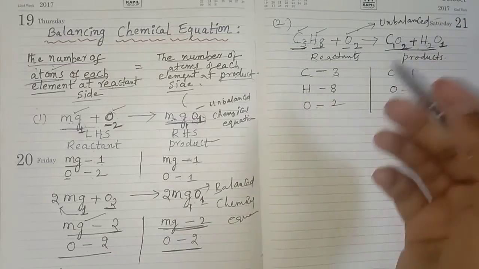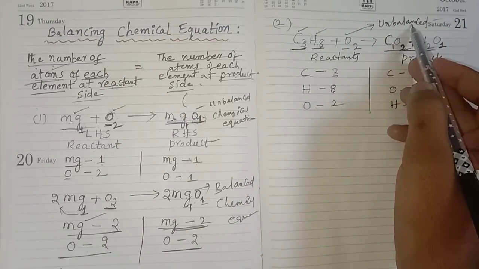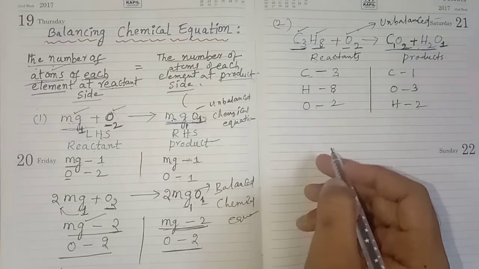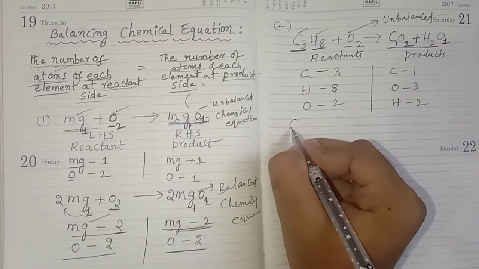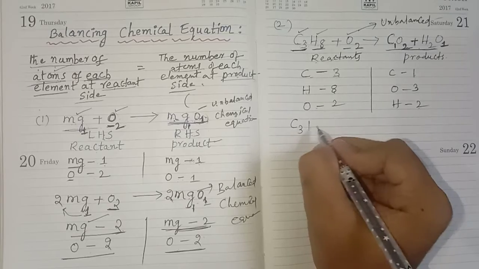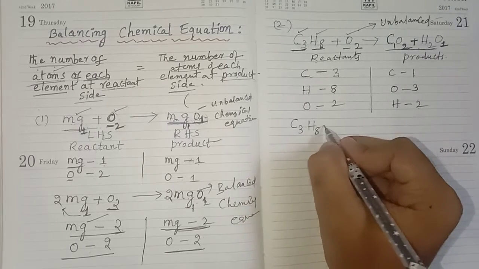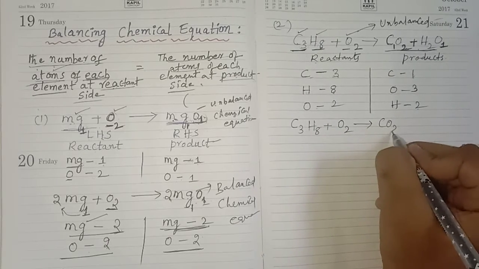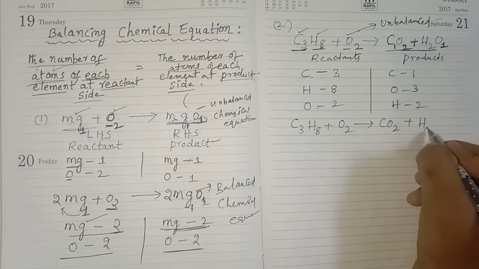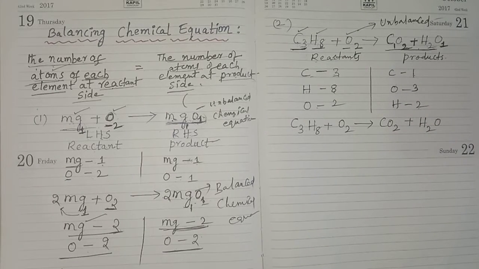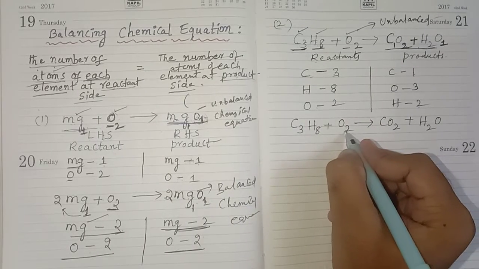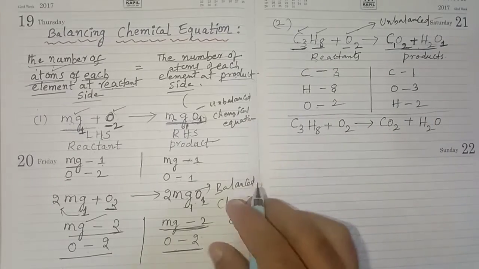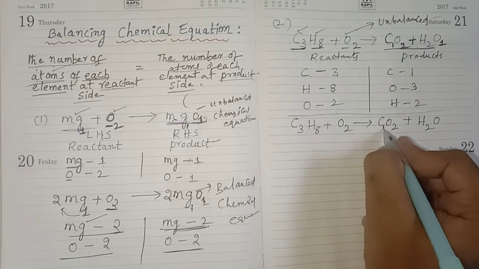So we have to convert this unbalanced chemical equation into a balanced chemical equation. What steps are we going to take? Observe carefully. Again we write the given chemical equation: C3H8, propane, as I already said, plus O2, oxygen, which gives CO2, carbon dioxide, plus H2O. We are going to balance this chemical equation. So observe here, how many carbon atoms are there? 1, there is no value.